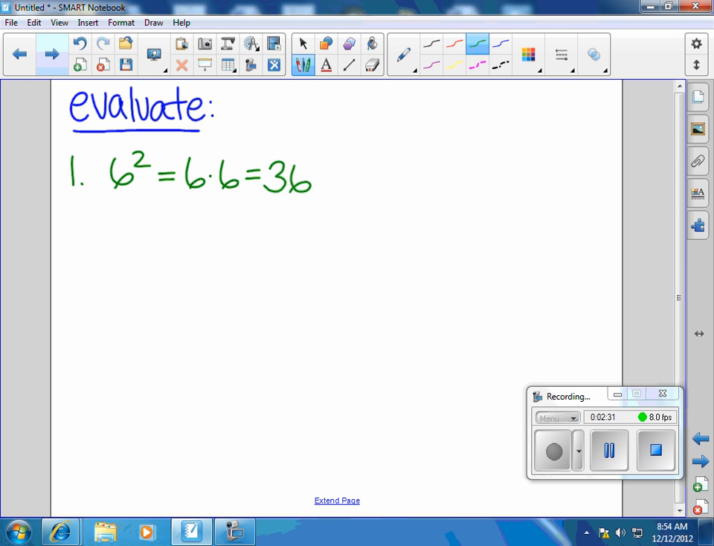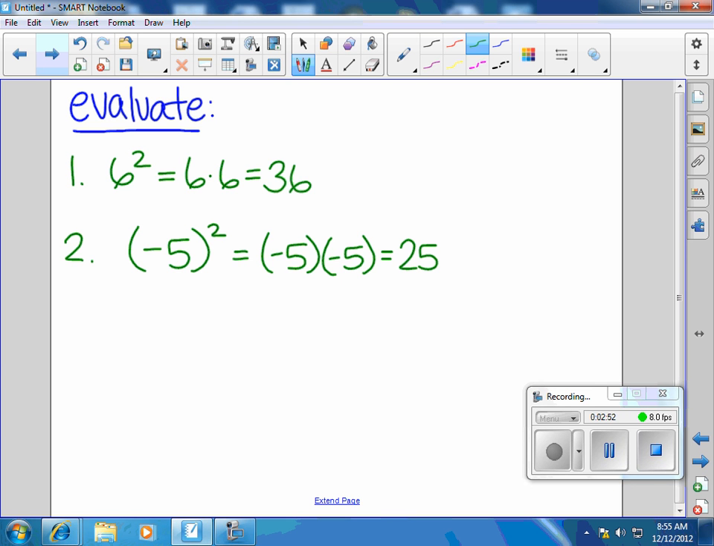Ones that people always mess up are ones with negative signs. So if we give a problem like this, what this means is that I have 2 negative 5's being multiplied together. So negative 5 times negative 5. This gives me positive 25. Your calculator will also tell you that, but you have to make sure that you type those parentheses in.